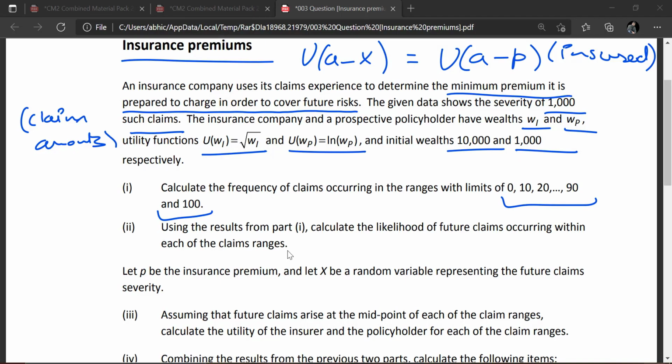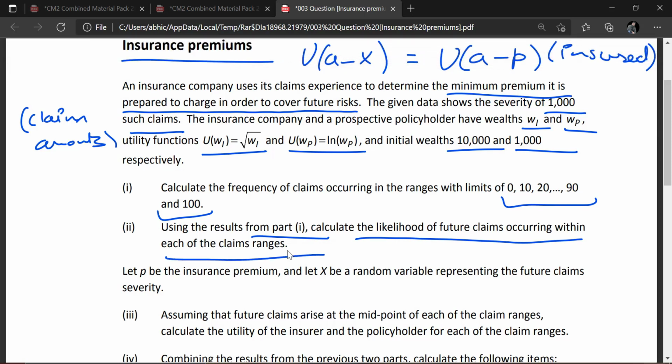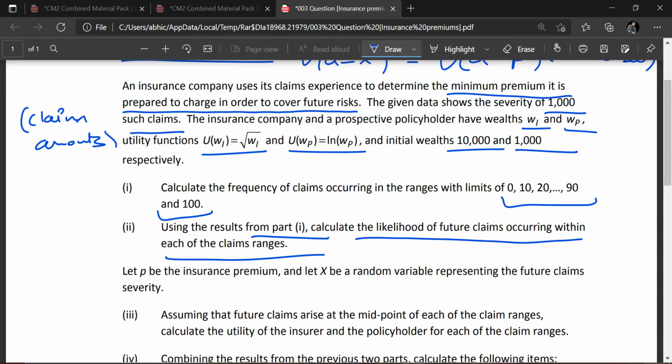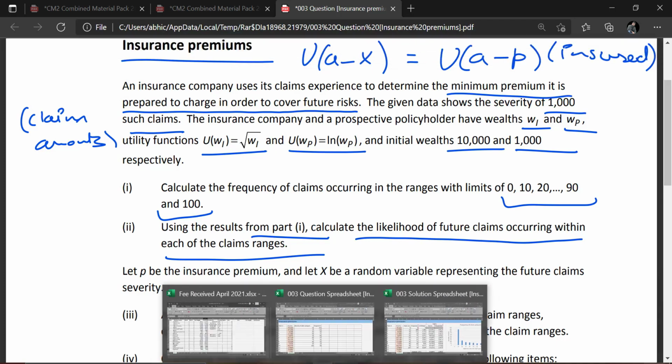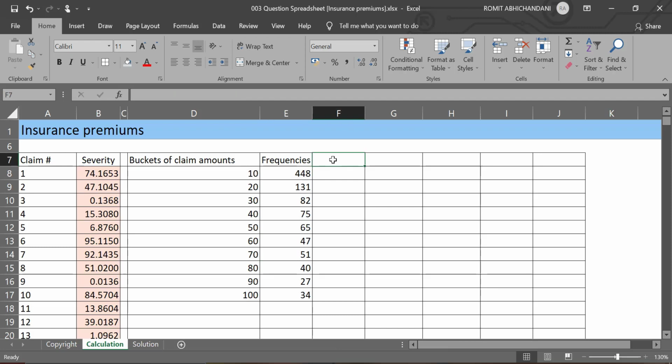Now let's move on to the next part of the question. It says, using the results from part 1, calculate the likelihood of future claims occurring within each of the claim ranges. So that basically means that for these claim ranges that we have created, these buckets, what is the probability of future claims occurring in these buckets? That's very simple. So let me write it, likelihood.